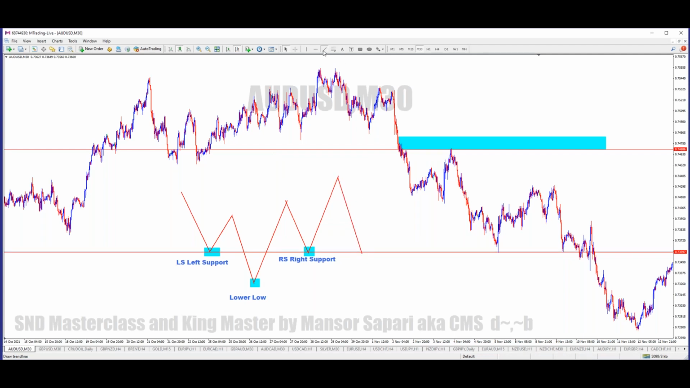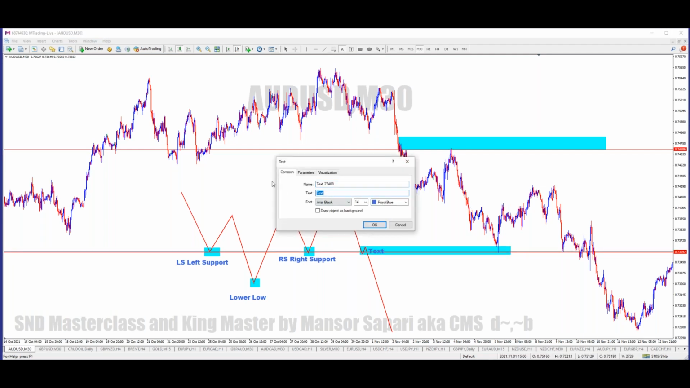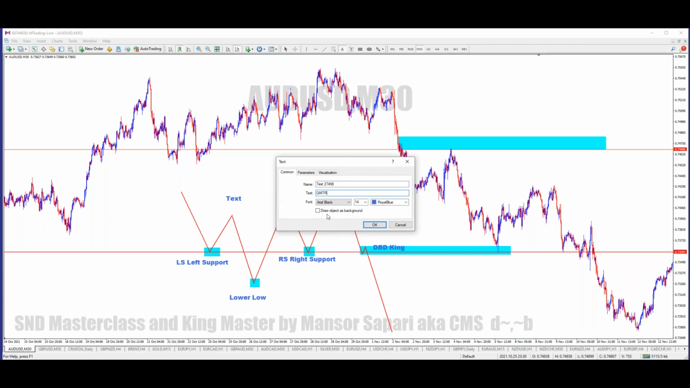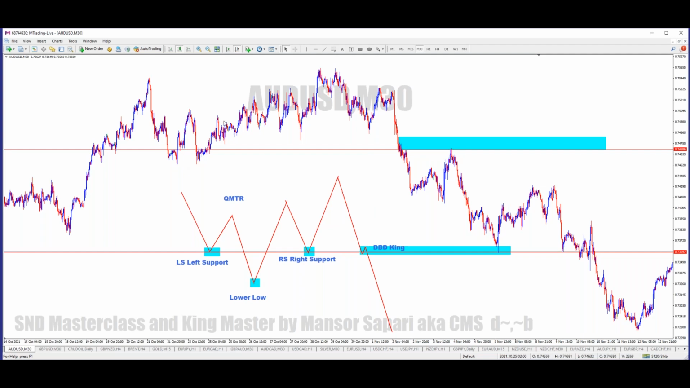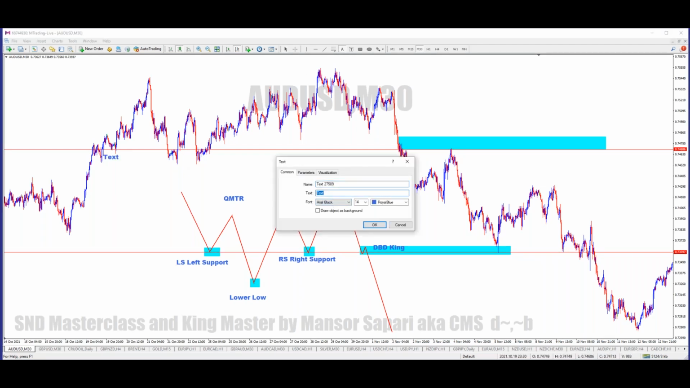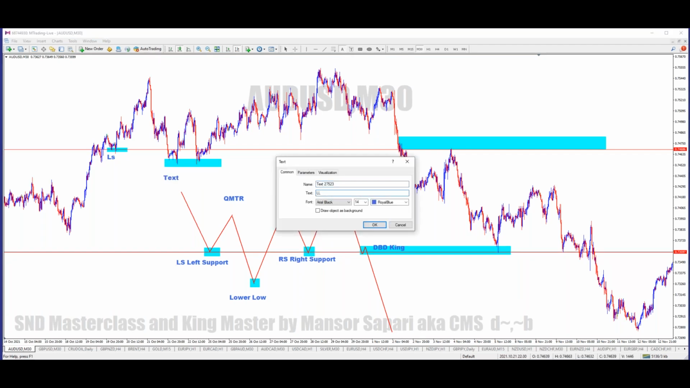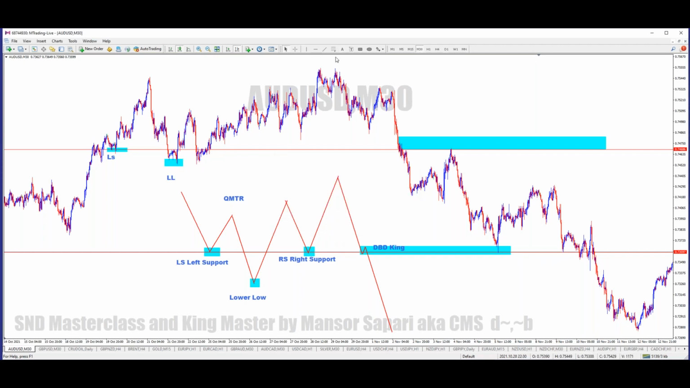Then you have a drop base drop or a king on the left-hand side. This is your king or drop base drop. So this is QMTR king. We use QMTR king because we cannot find SSR king. We have something like this. You have a left support over here, LS, and then you have a lower low over here. This is your lower low. So this is considered also as a QMTR.